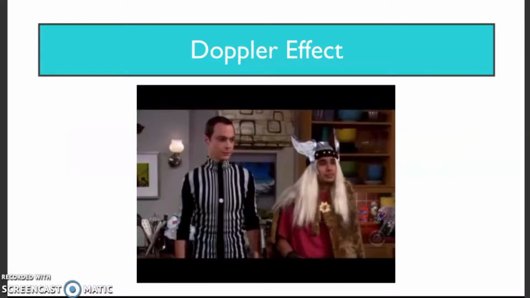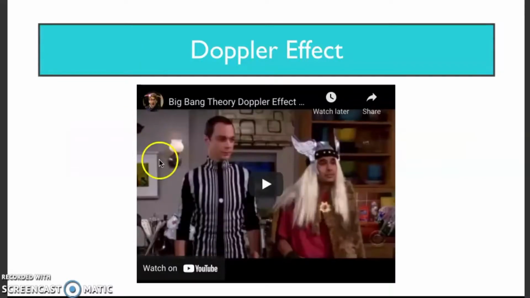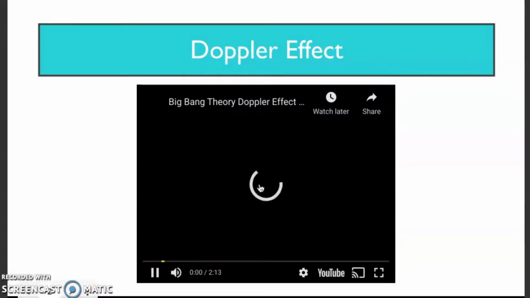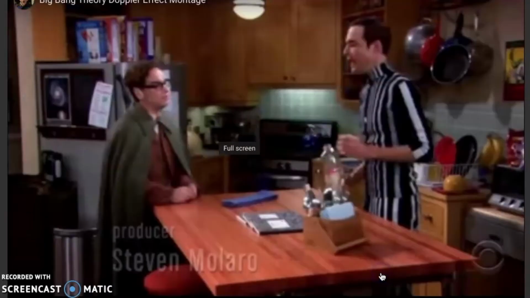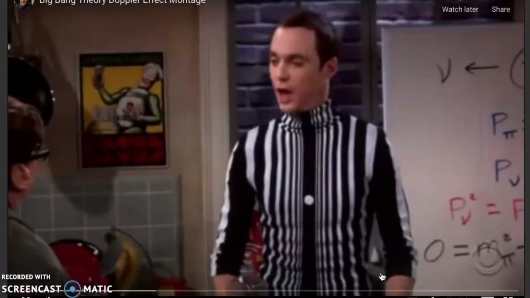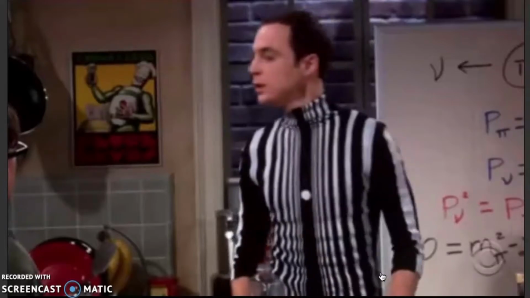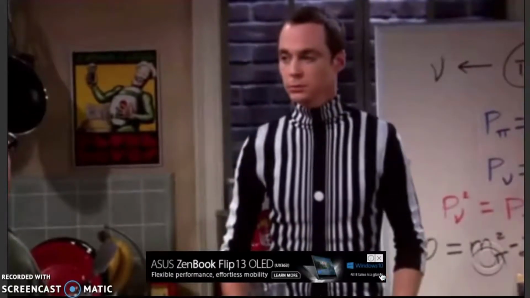Okay, so first of all, we have Sheldon to explain to you what the Doppler effect is, if we have volume. Ongoing is the Doppler effect. No, it's not. If I have to, I can demonstrate. Meow.